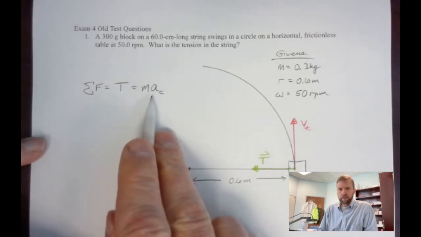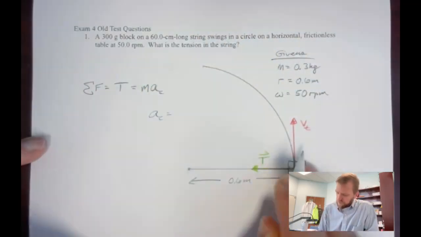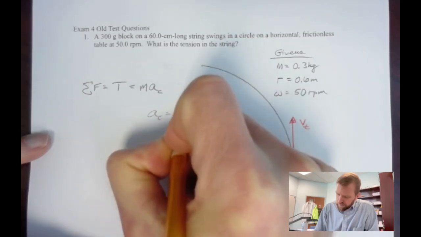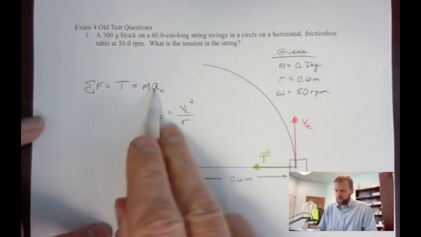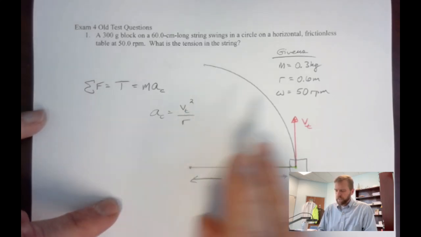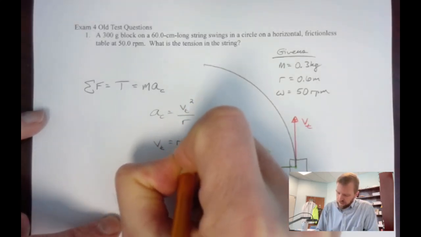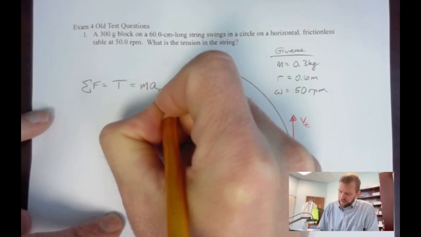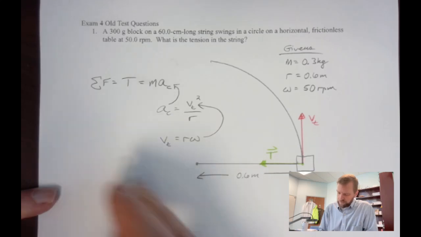Over here on the right side of the equation, if we recall, the centripetal acceleration is related to the tangential speed by Vt squared over R. So once we know this, we can plug it in here. And then all we need is a relationship between Vt and omega. We also know that Vt is R omega, and we can plug this in here to get an equation that relates tension to the given quantities.